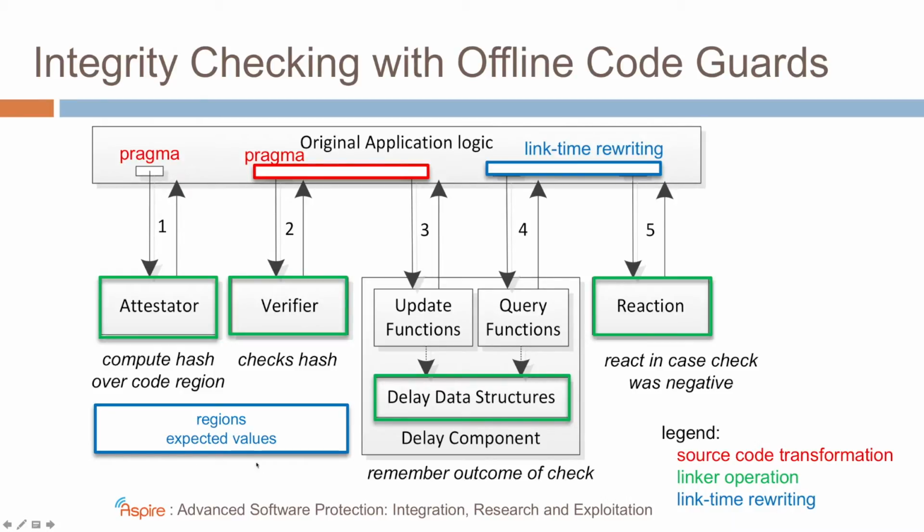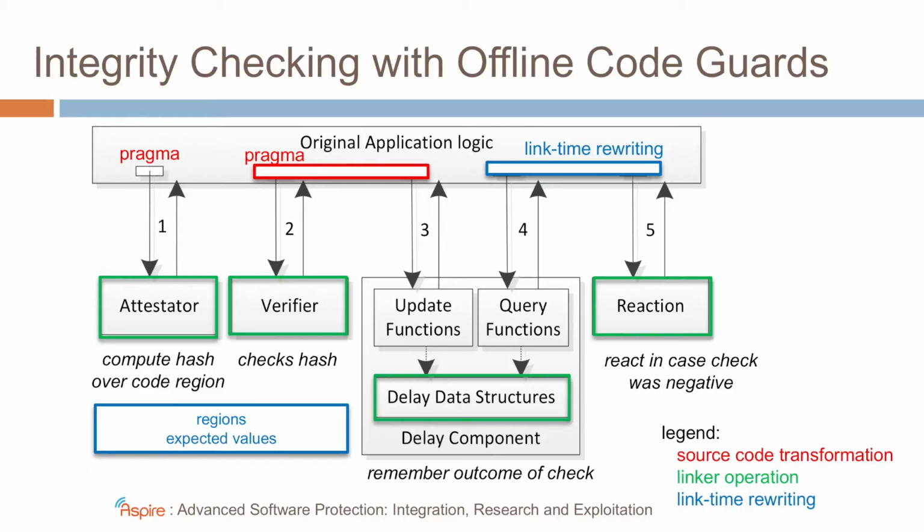So this is done at link time: the description of the regions, that's where all the annotated source code that needs to be guarded ends up in the program. It might be dispersed over the whole binary. And also the expected values for those regions are injected in the program at the very end during the link time rewriting. Then the attestator uses the description of the regions and the verifier uses the expected values to check whether or not the attestations resulted in correct hashes. So at an abstract level, this shows how we implemented offline code guards and how we support them.